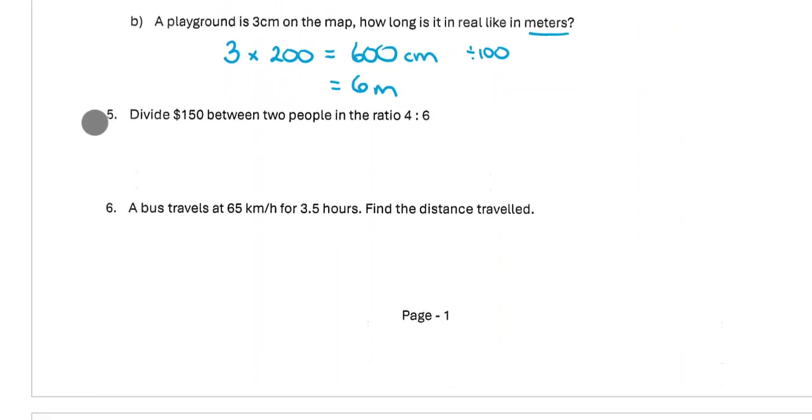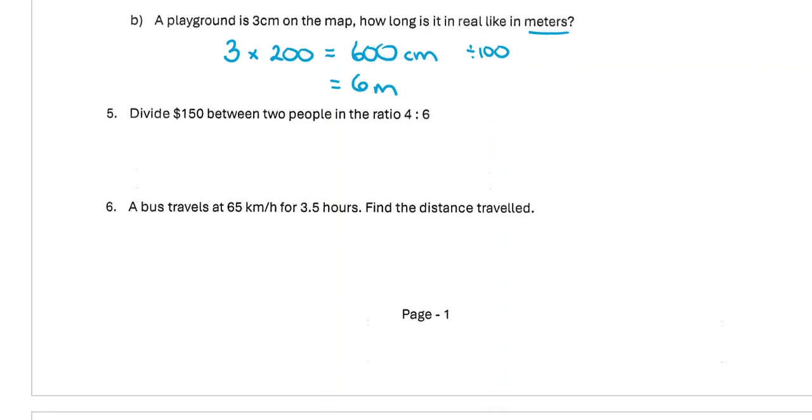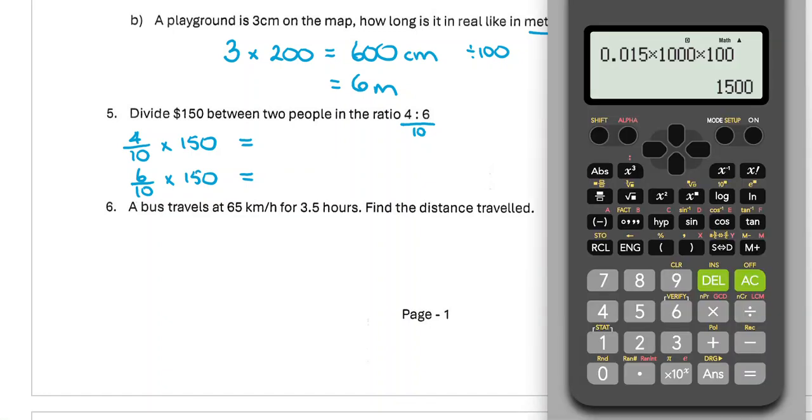Question 5. Divide 150 between 2 people in the ratio 4 to 6. So there is 4 parts in one and 6 parts in the other, which makes a total of 10 parts in that ratio. The first person is getting 4 out of the 10 parts, and you times that by 150. The second person is getting 6 out of the 10 parts, and you times that by 150. So each line of working there represents each person in that ratio and how much they're going to get.